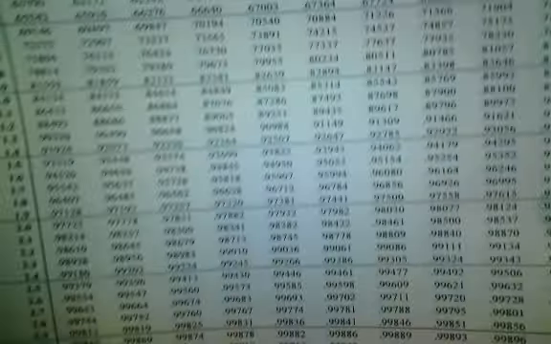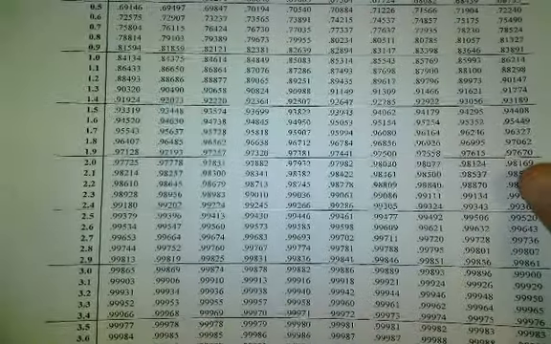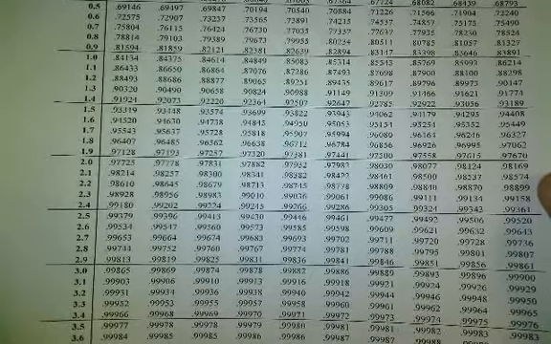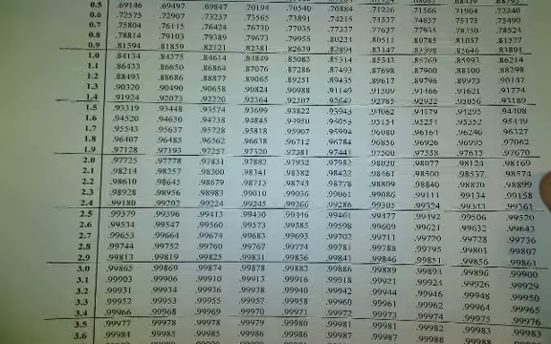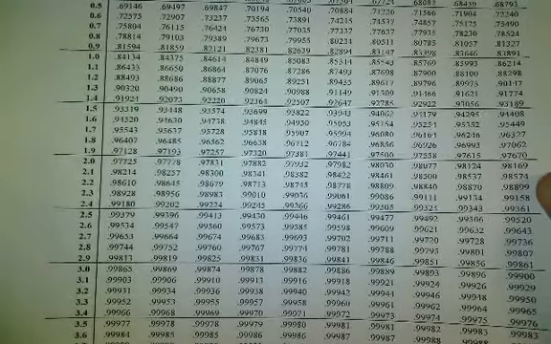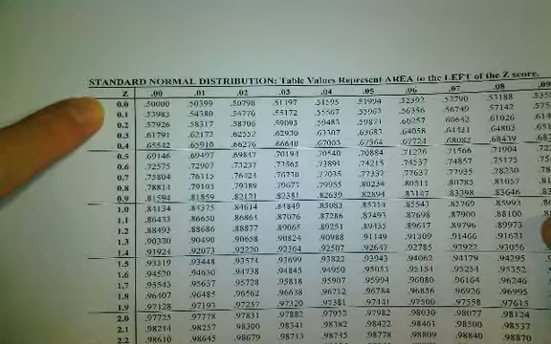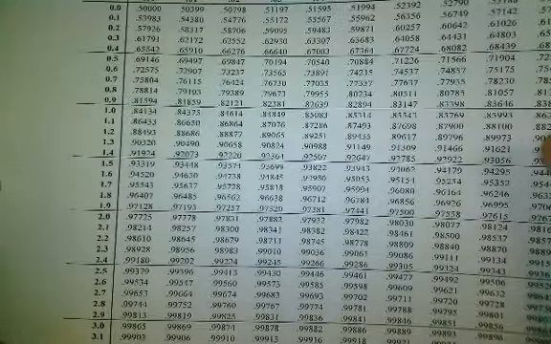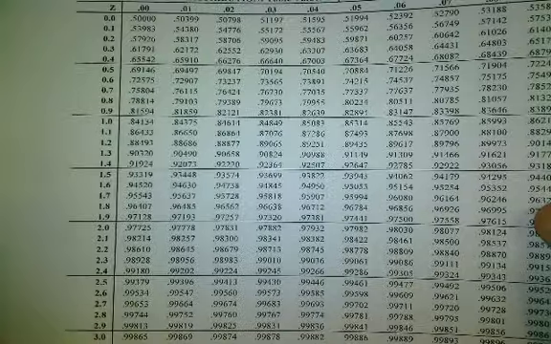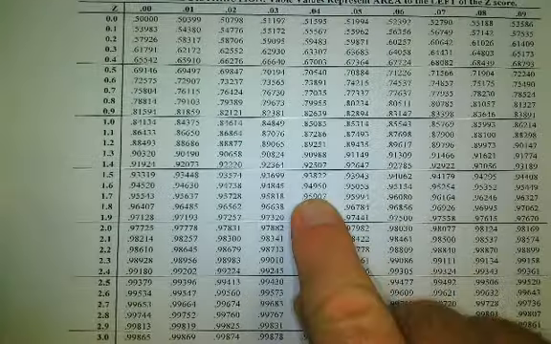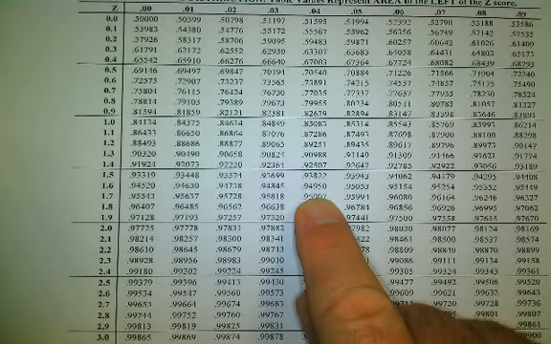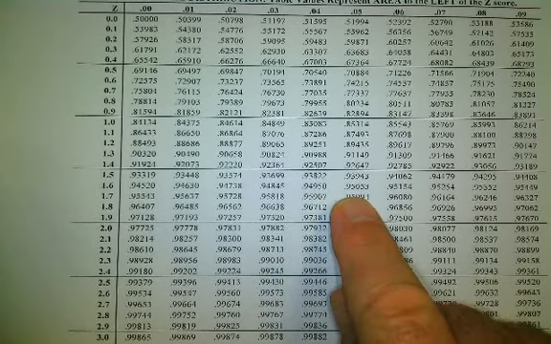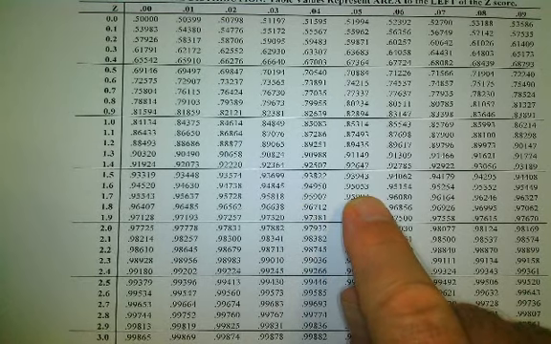So, if we go look at our table, and remember, it's usually split into 2 pages, the positive scores on one page, the negative scores on the other. Areas less than 0.5 will be on the negative side. Areas greater than 0.5 will be on the positive side. We want 0.95, and so if we look right here, we have 0.9495, and here we have 0.9505.